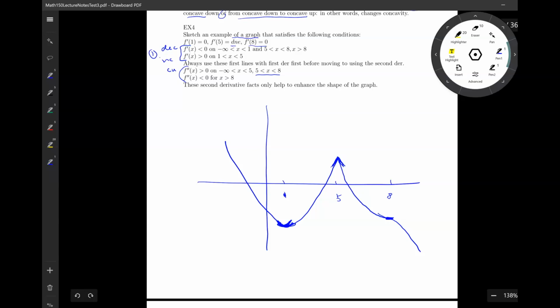So I'm just going to make it a little more cupped up from what I had drawn initially. So again, that's why you want to do these in pencil. So it's cupped up to here. And then here, it's cupped down. So this is cupped down like this. And make it a little more cupped down looking. So there we go. So that's our graph using the pieces of information given.